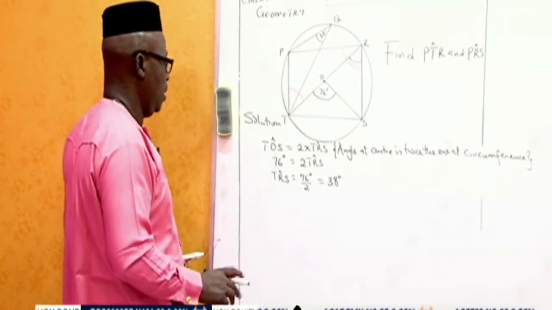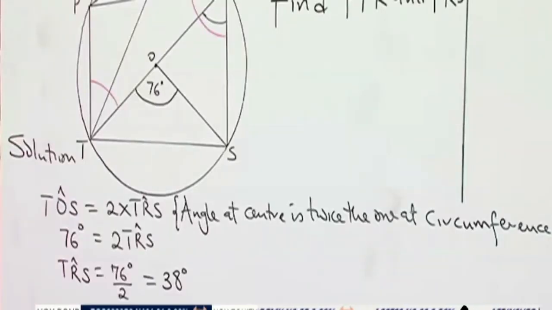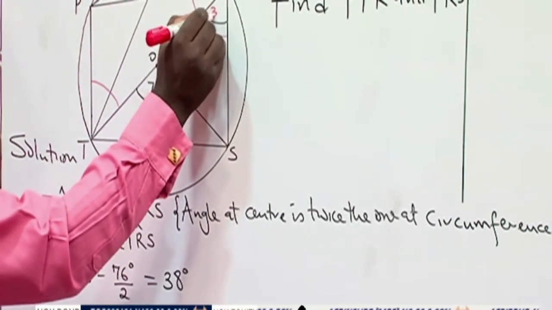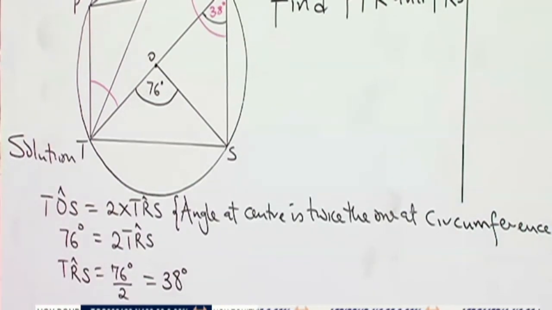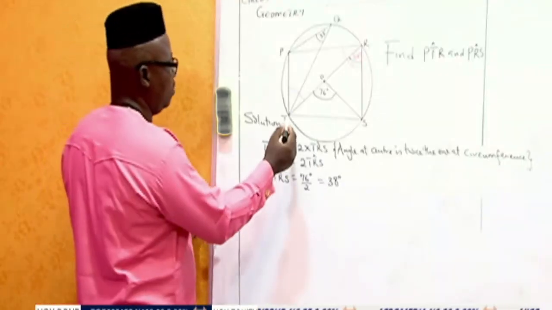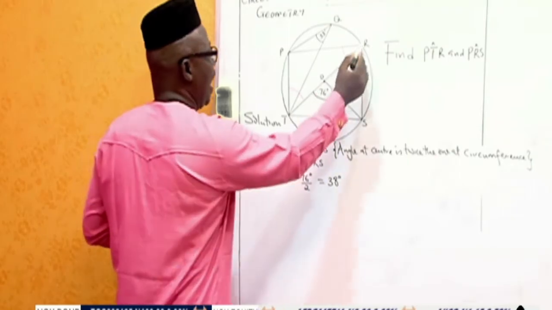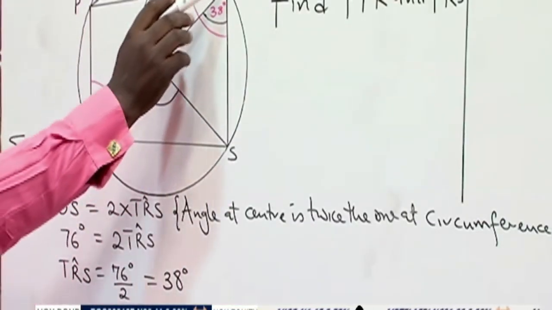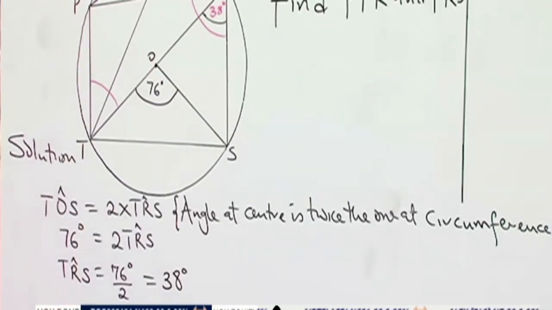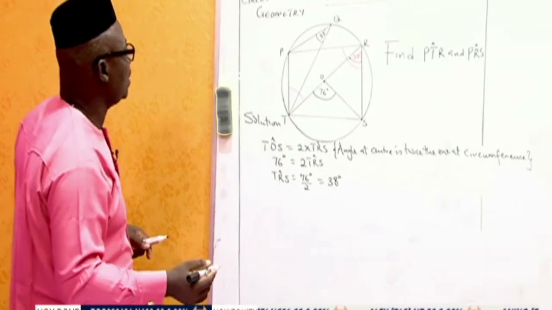So, angle TRS is 38. So I'm going to put it in place. This is 38 degrees. We are done with that. Looking at what we have on the board, line TR is a diameter. Because line TR is a diameter, we should watch out for angle in a semicircle.